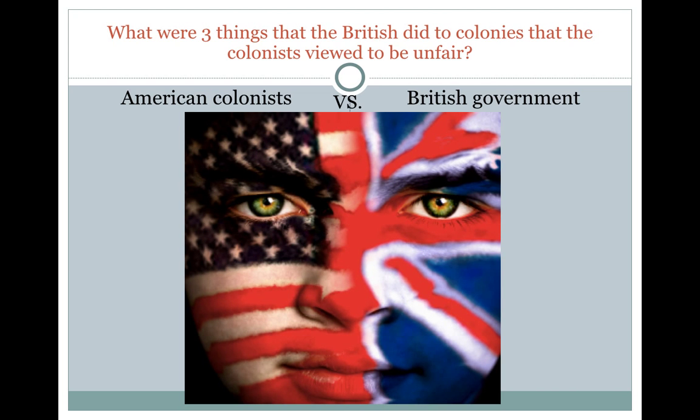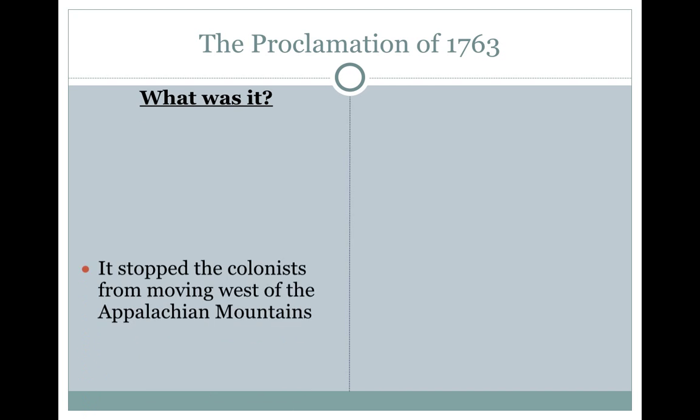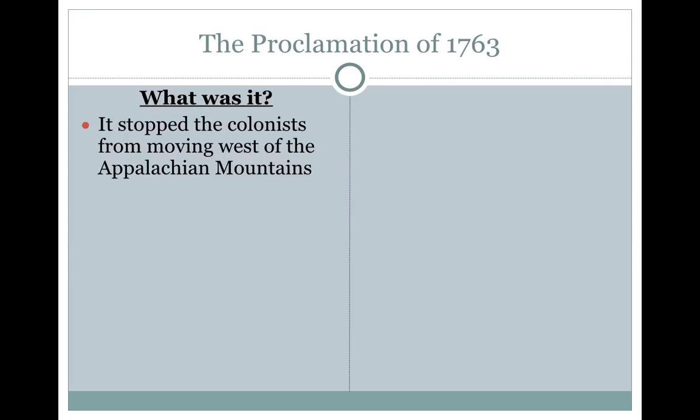So here we have American colonists versus the British government. So we're going to look for 3 things that they viewed as unfair. First one, Proclamation of 1763. Hopefully this is familiar to you. What was it? Well, it stopped the colonists from moving west of the Appalachian Mountains. They said you can't move farther west than the Appalachian Mountains.